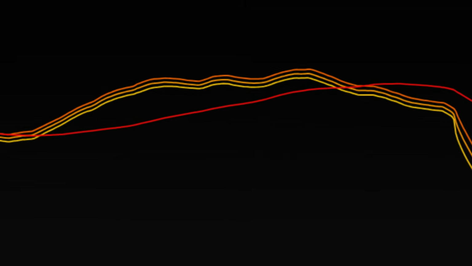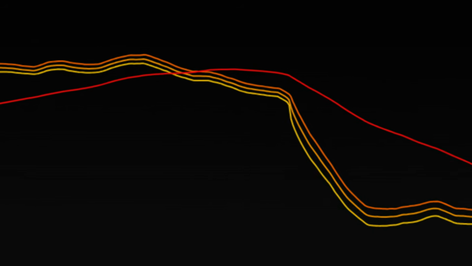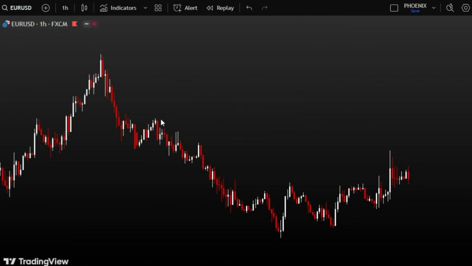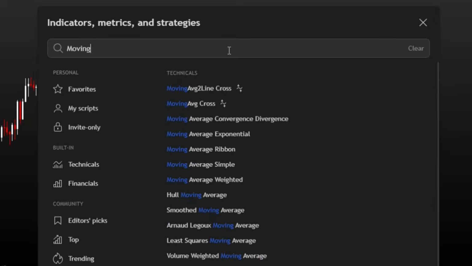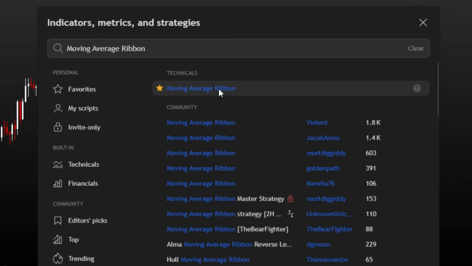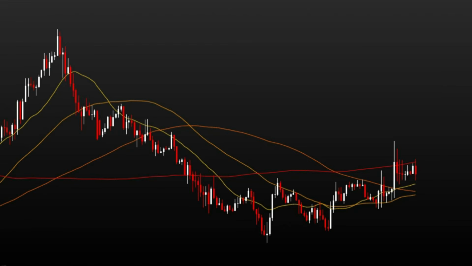The very first thing we need to do is to bring the moving average onto our chart. To do that, head over to the Indicators tab on your TradingView and type in Moving Average Ribbon. This unique indicator has been going viral lately. Once you click on it, it'll instantly appear on your chart with 4 different lines.